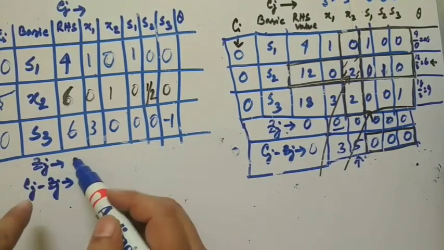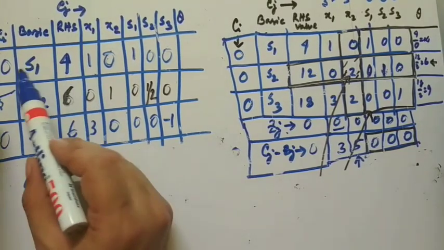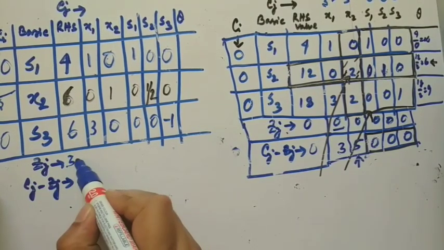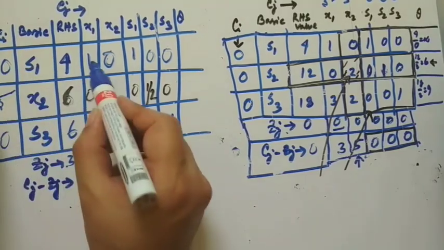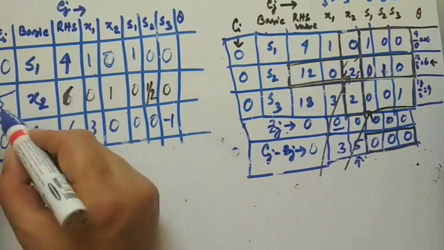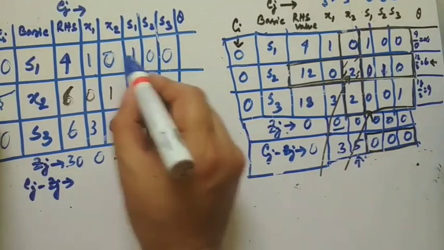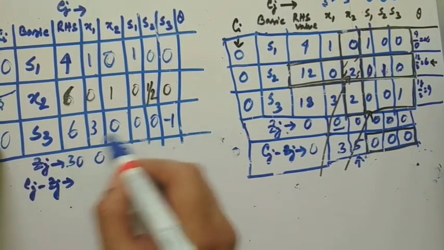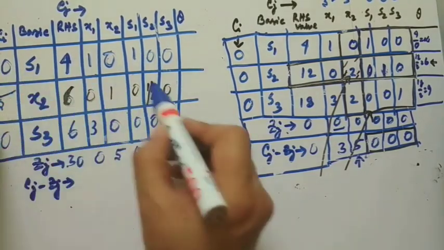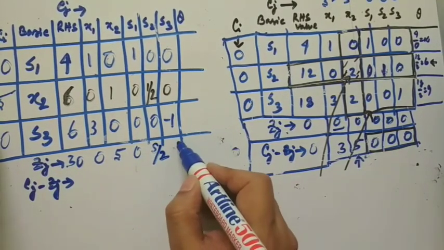Now calculate Zj for this particular second table. It is coming 4 into 0 plus 5 into 6, 30, plus 6 into 0, so it will remain 30. For this one, 1 into 0, 5 into 0, 3 into 0, it will remain 0. For this one, 0 into 0 plus 5 into 1 plus 0, so it will remain 5 only. Now for this one, 1 into 0, 5 into 0 and 0 into 0, so this will remain 0. Now for this one, 0 into 0 plus 5 into half plus 0 into 0, so it will remain 5 by 2. And this one will remain as it is, 0.